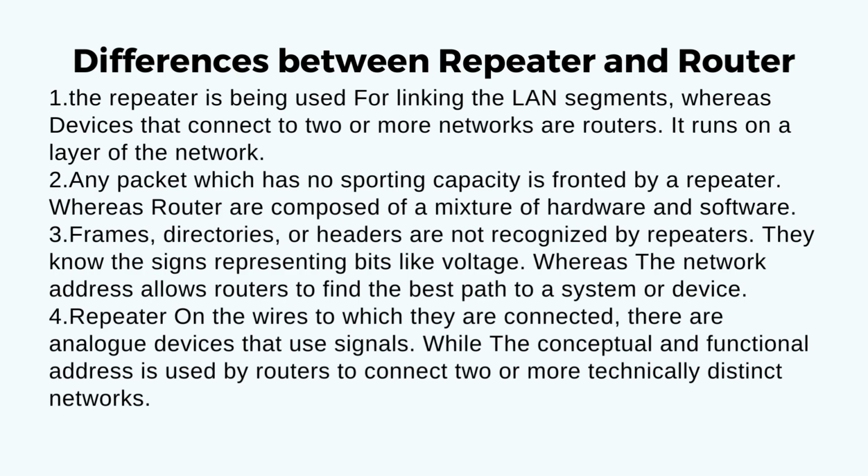Number 3. Frames, addresses, or headers are not recognized by repeaters. They know only the signals representing bits, like voltage. Whereas the network address allows routers to find the best path to a system or device. Number 4. Repeaters work on the wires to which they are connected. They are analog devices that use signals, while the conceptual and functional address is used by routers to connect two or more technically distinct networks.